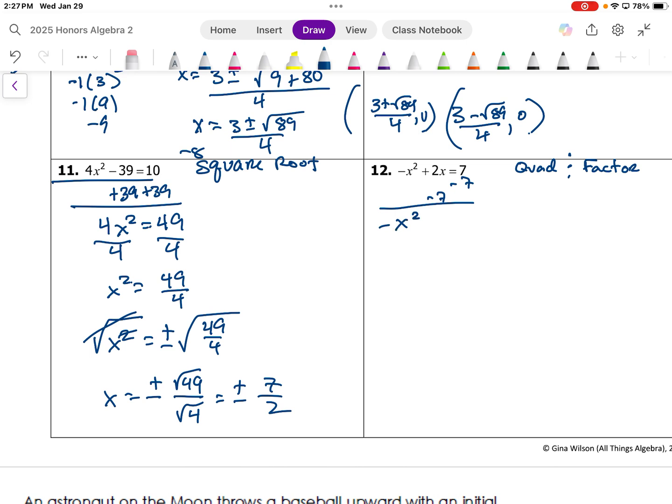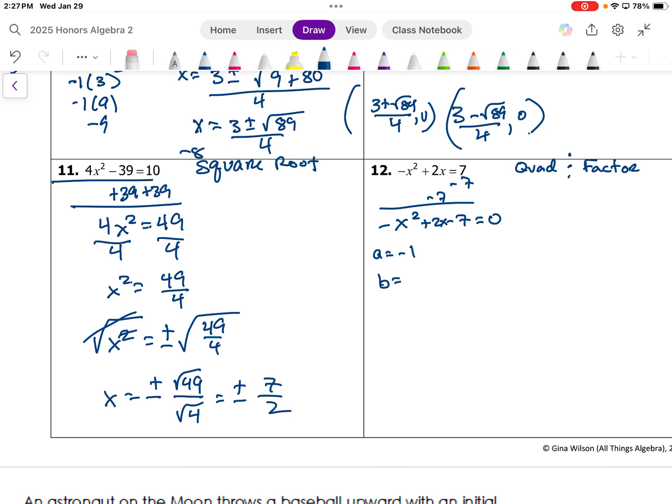I don't like a negative x squared out front. But then I think to myself, it's okay because there's no factors of 7 that subtract to give me 2. 7 minus 1 is 6. So it's okay that I don't have that negative there. So we're going to go quadratic formula.